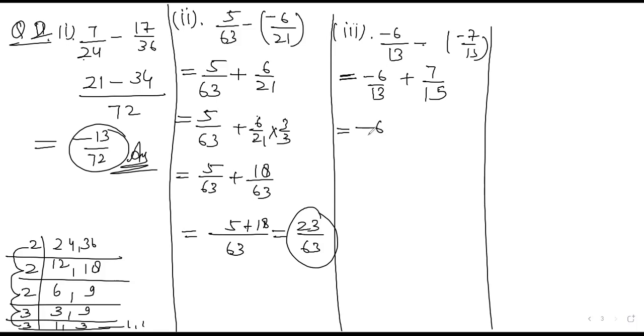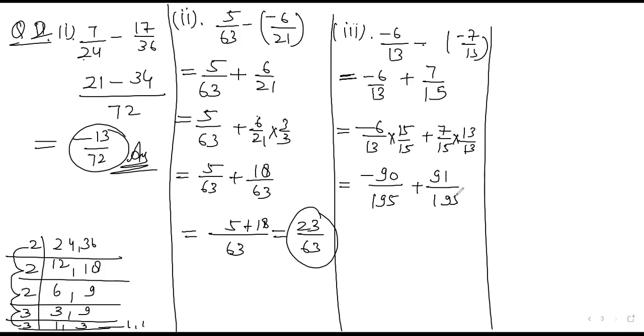Now to make the denominators the same, they are not divisible by each other. So multiply 15 over here, and plus 7 upon 15, and 13 is multiplied and divided here. So you will get 15 6s are 90, minus 90, and 15 13s are 195, and 13 7s are 91, upon 195. So 13 15s are 195.